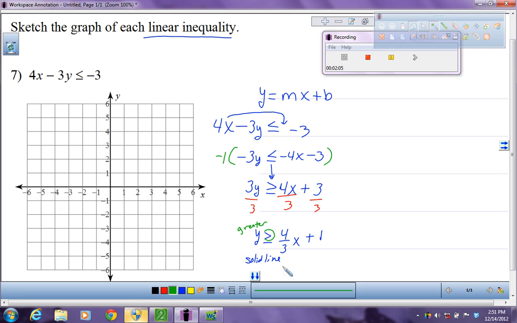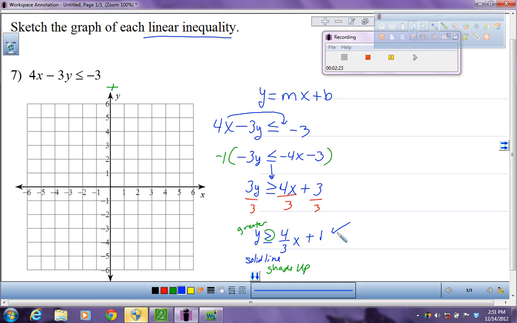And where are the greater numbers? That means you're going to shade up, because the greater numbers on the y-axis are on top. The lesser numbers are on the bottom, but the greater numbers are on top. Okay? So in this case, I'm going to start at my 1.